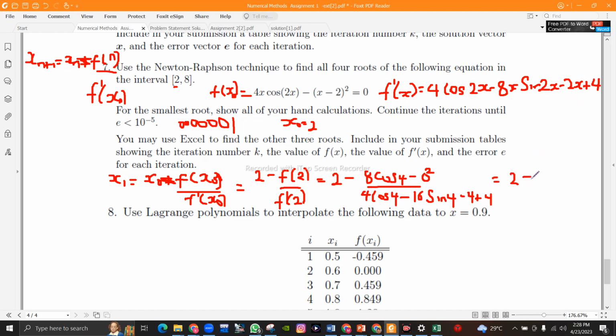And make sure your calculator is in radian. It's in radian. That will be 8 cos 4. Let me change it from degree to radian now. 8 cos 4 divided by brackets 4 cos 4 minus 16 sine 4. That's minus 0.055. Everything gave minus again.